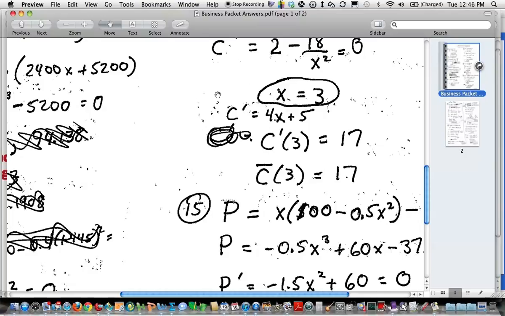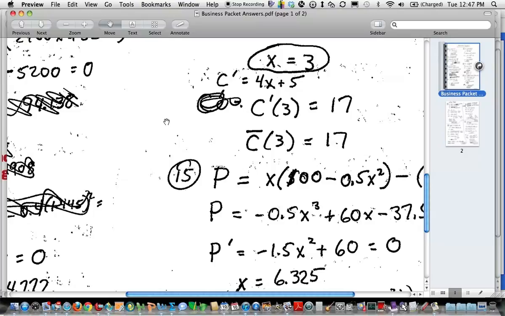Now again, a list of candidates is a great way to justify max and min, but in a lot of these problems, we don't really have any other candidates. A lot of times we end up with a single candidate. So therefore, a number line can tell you that, okay, that is my max.